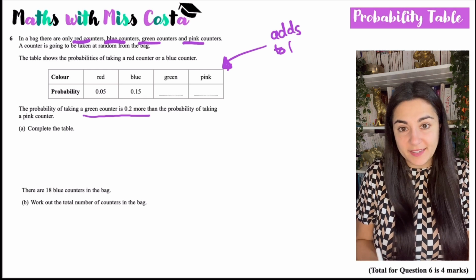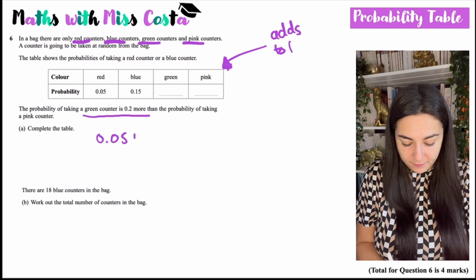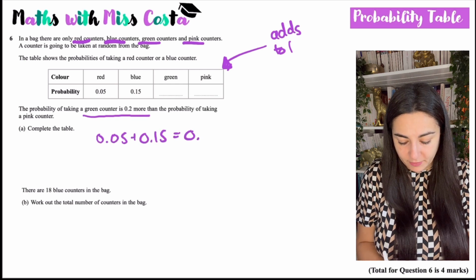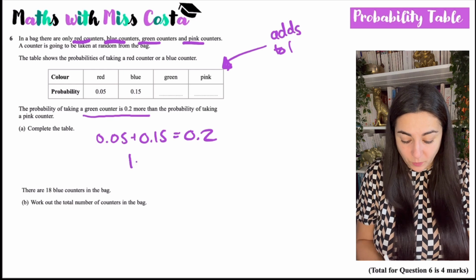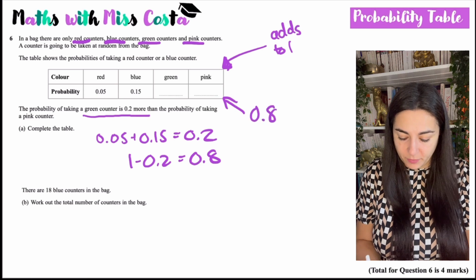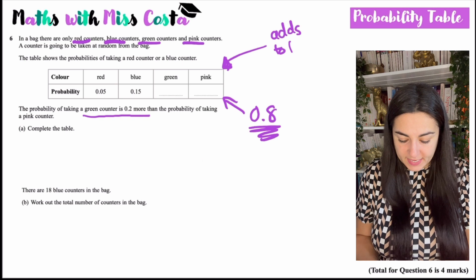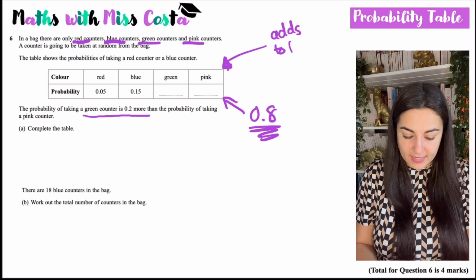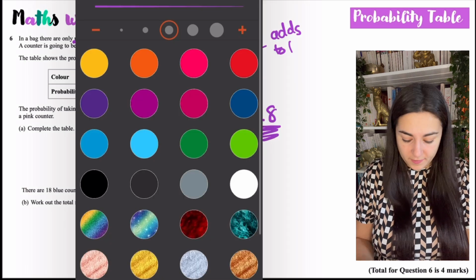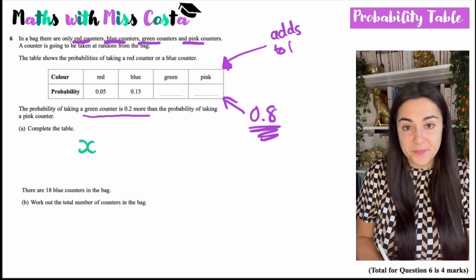So we know that the sum of this needs to add to 1. So 0.05 plus 0.15 is 0.2, which means that 1 take away 0.2 is 0.8. Okay, so green and pink must add up to 0.8. Now, we know that the probability of taking a green counter is 0.2 more than the probability of taking a pink counter. So let's say green is X.